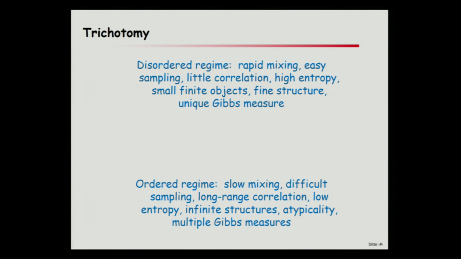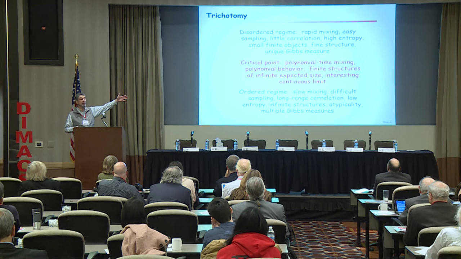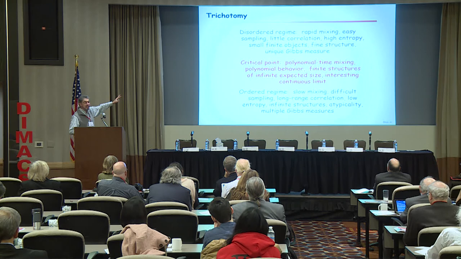On the other hand, when we got to that high value of lambda, we hit slow mixing, hard sampling, long-range correlation, low entropy, infinite structures, multiple Gibbs measures, everything goes to hell. And in the middle, right at the critical point, whatever that might be, somewhere around 3.8, we expect to see these intermediate behaviors.